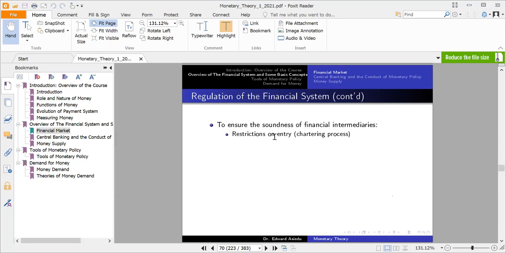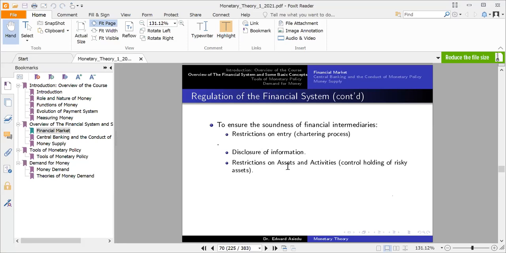Restrictions on entry. I should not be able to just get up today and open a bank tomorrow. It should not be the case. There have to be steps, rules, things that I need to abide by or follow to be able to even open that branch. I need to disclose all information. If I'm going into some risky investment with people's money, I need to be able to disclose.